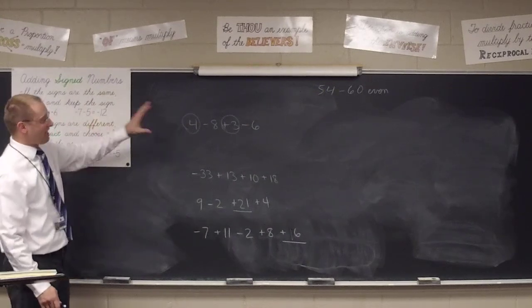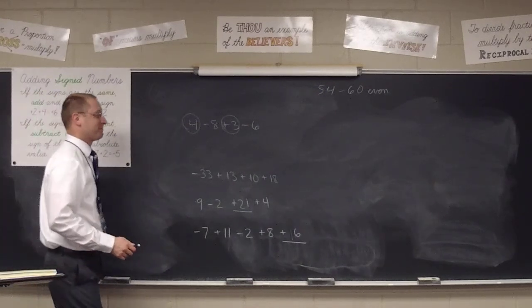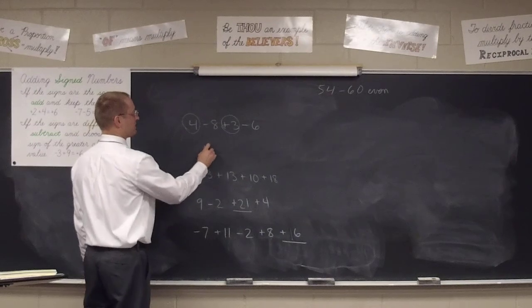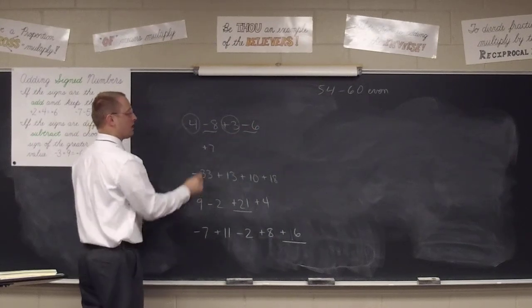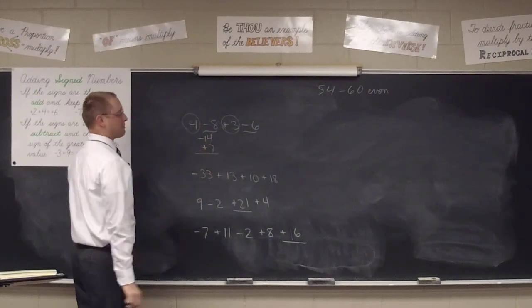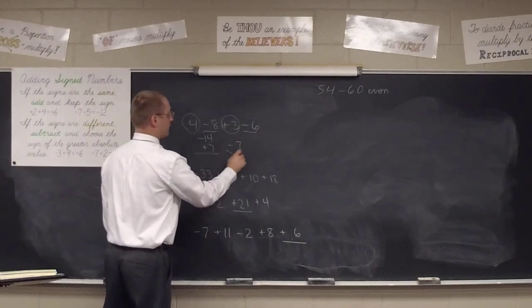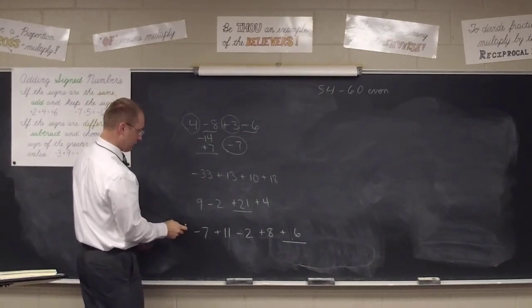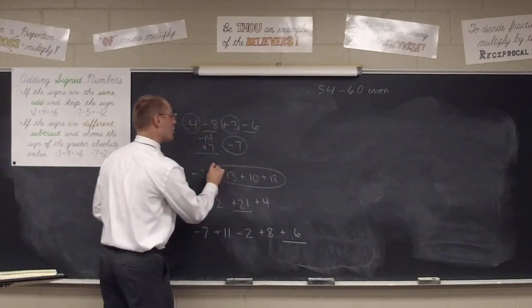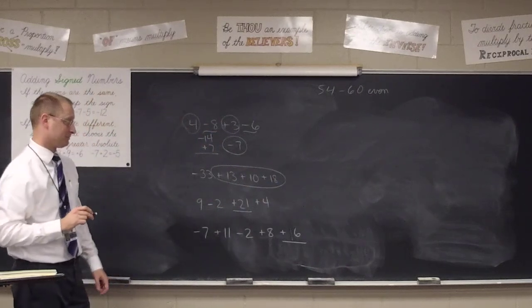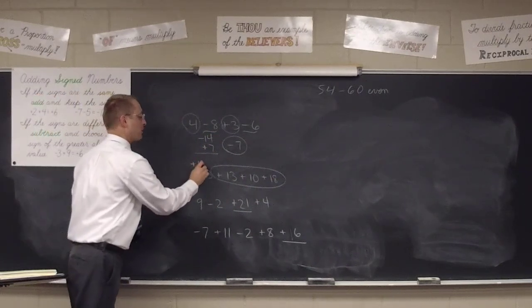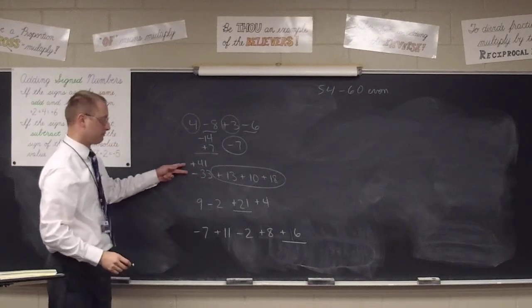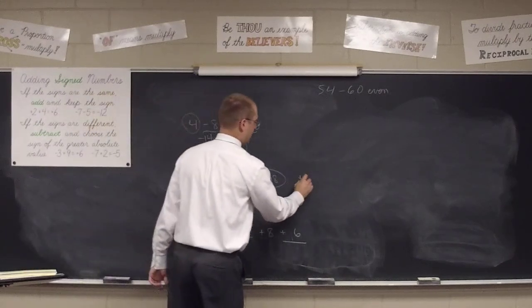All right, so with the top one, class, we get our positives together. Positive 7. We get our negatives together. Negative 14. Now we subtract, keep the sign of the greater. Negative 7. For the next one, I only have one negative, but I get all the positives together. Positive 41. And I put that with a negative 33. Positive 8. Should have been our answer.